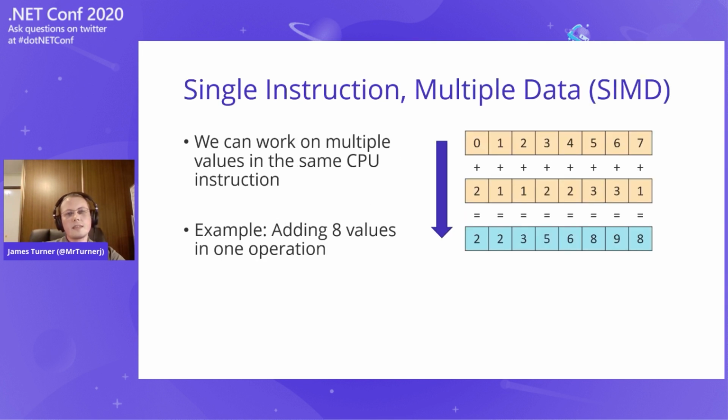SIMD is a way that we can perform an action on a set of data at once, rather than individually. Work is performed on a vector, so in this example, we have two 8-value vectors, and we can add them together in a single operation. In Levenshtein distance, there are a couple of different ways we can use it, though there are some caveats.